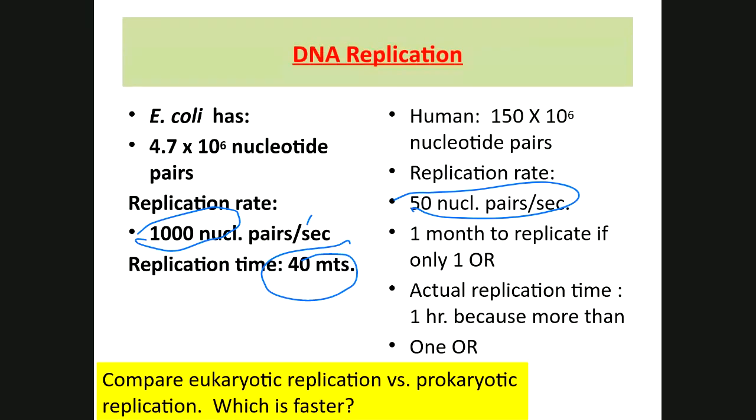In the case of eukaryotes, it may take longer, but because there are several origins of replication, it ends up taking about an hour for the whole replication to occur. So even though it's a humongous DNA, because there are many origins of replication, it proceeds faster than it would otherwise, even though the DNA polymerase is much slower. In the case of bacteria, there's only one origin of replication, but the DNA polymerase is faster, and the DNA is not as big.